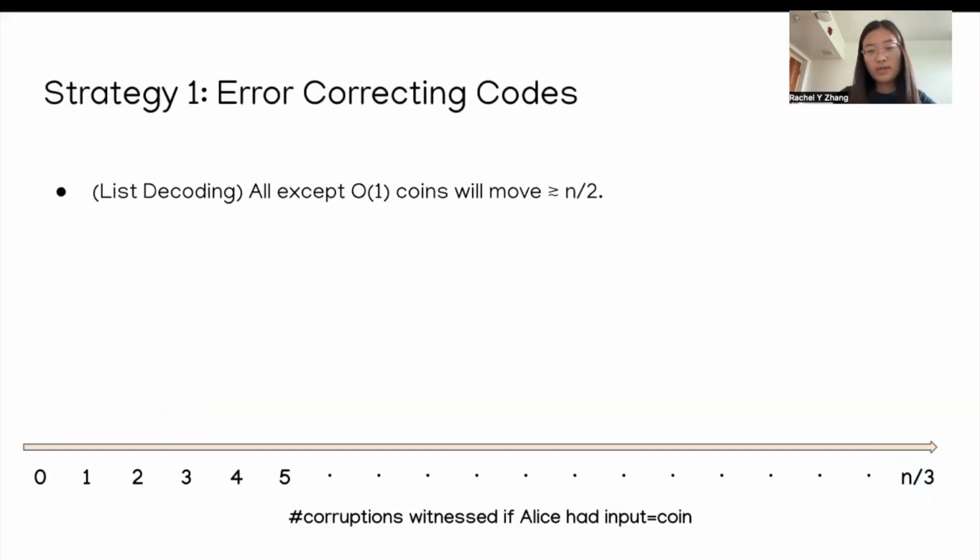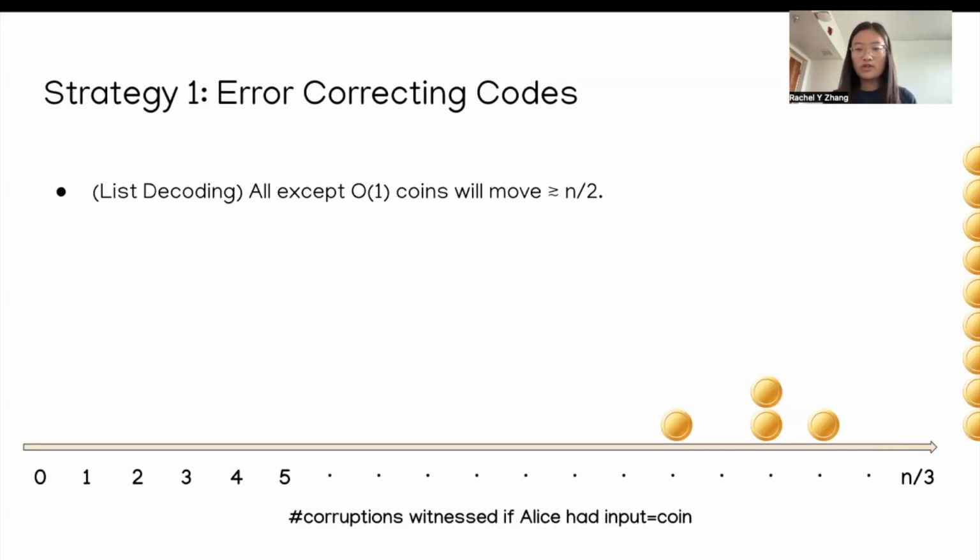Essentially this says that all except for constantly many coins will move at least n over 2, roughly. Maybe let me rephrase that for those of you who are more familiar with error correcting code terminology. This means that if you want to decode within n over 2 minus epsilon radius, there's only O of 1 coins within that radius. Pictorially, what this means is that by the end of the protocol, basically all but a few coins will have fallen off the board.